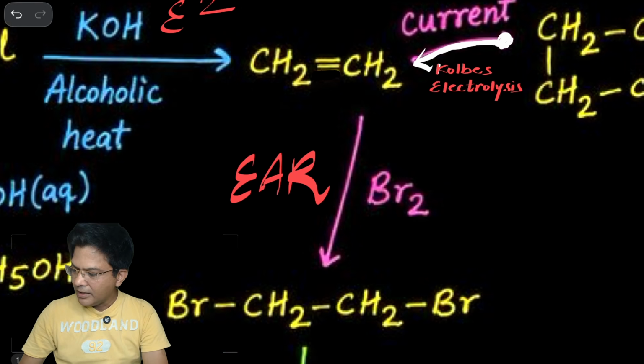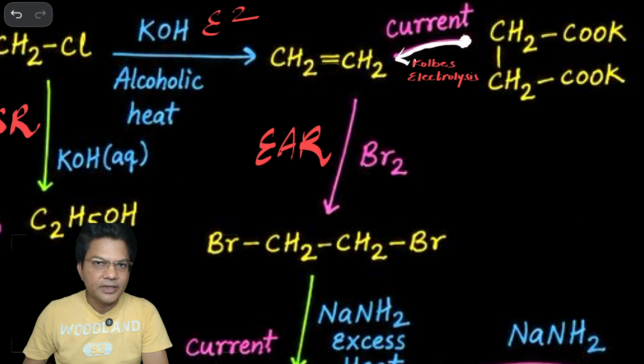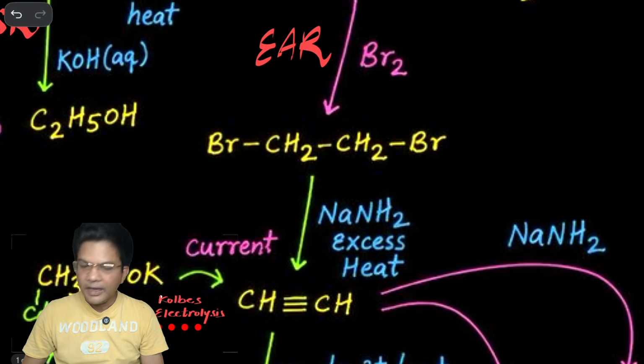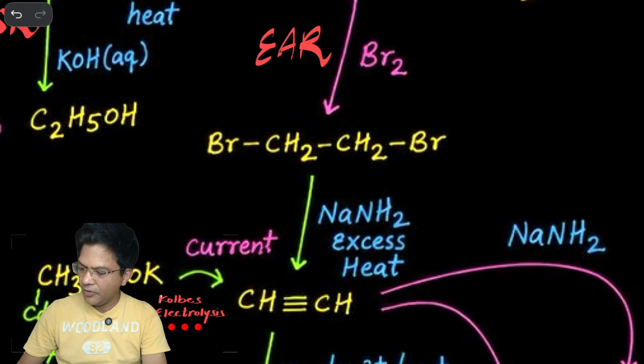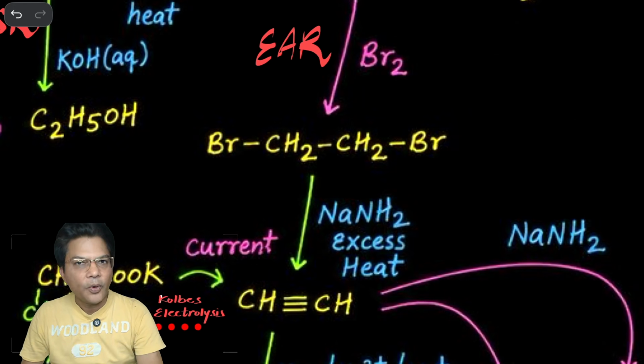So see, ethene is reacting with Br2. This is known as electrophilic addition reaction, halogenation. So you got ethylene bromide. It's your vicinal halide. Okay, the name is ethylene bromide.